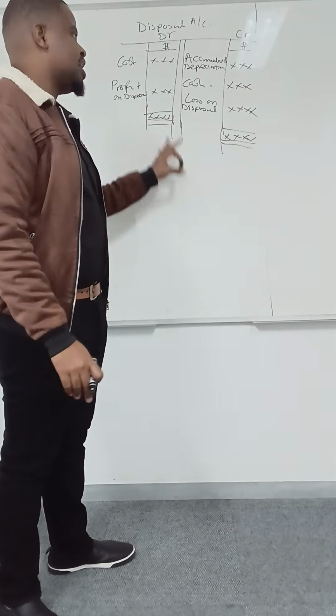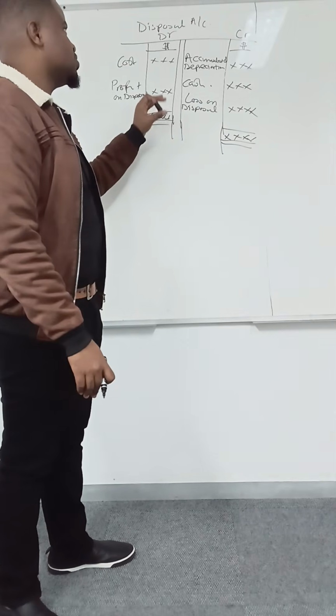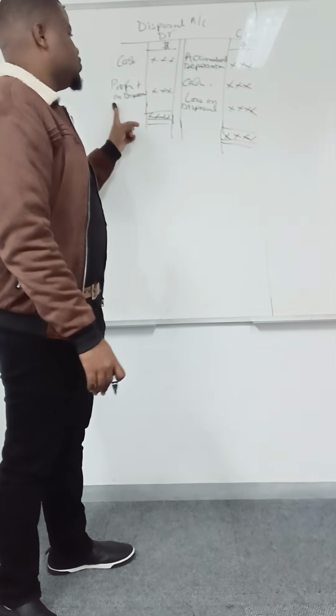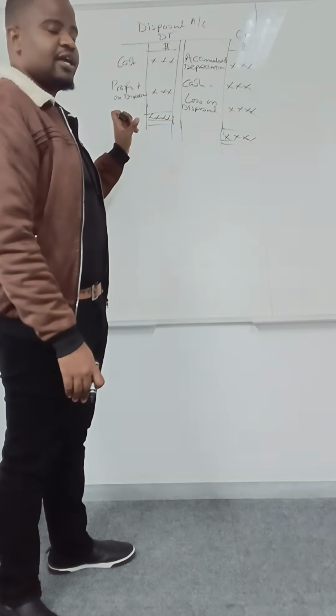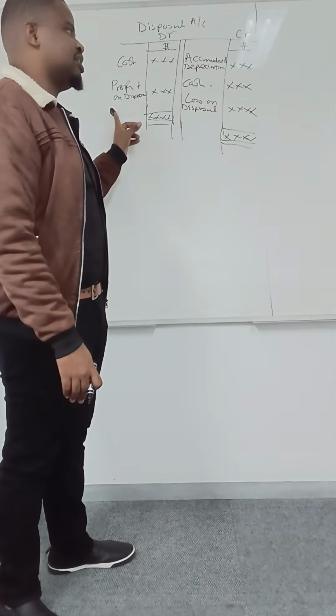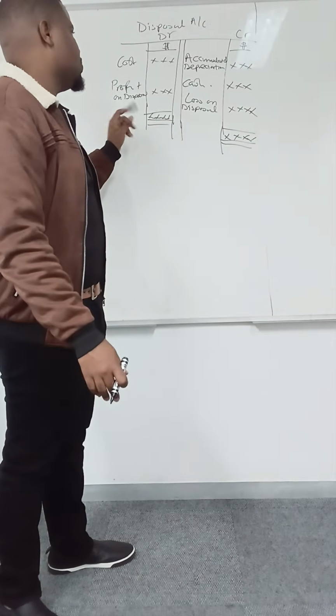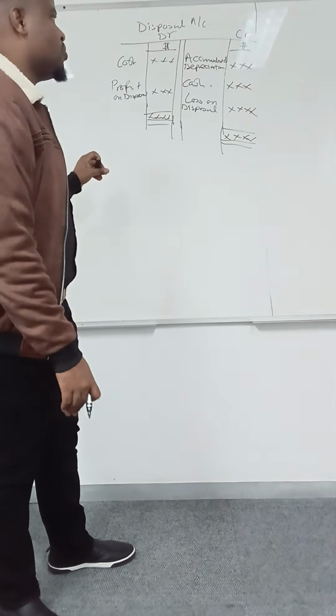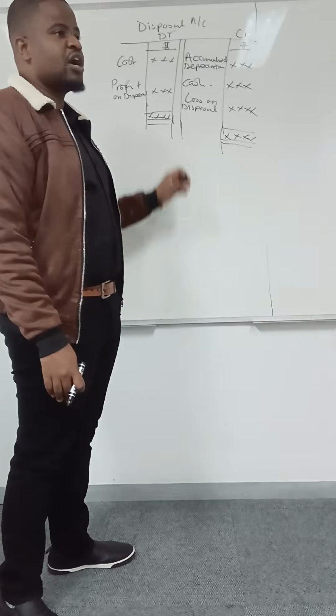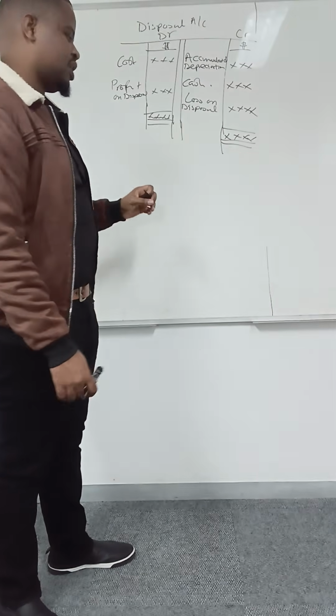Especially in paper 1, they ask this question. So the disposal account is done. Profit on disposal goes under the income statement. This is another income, other income, where you say add other income. We put profit on disposal. Loss on disposal is an expense under operating expenses. So this is how you do the disposal account.